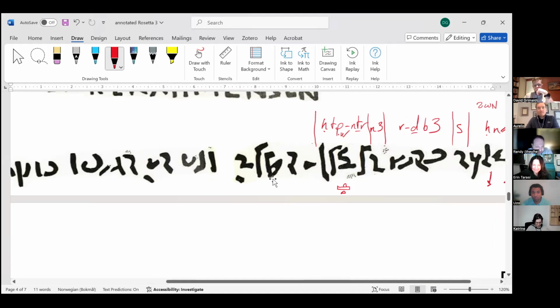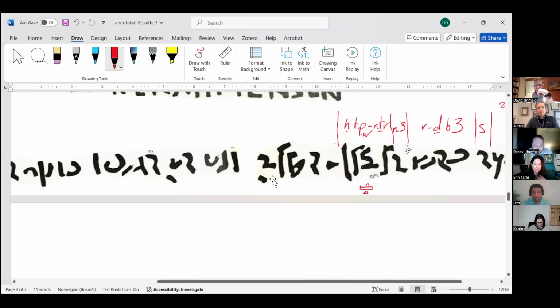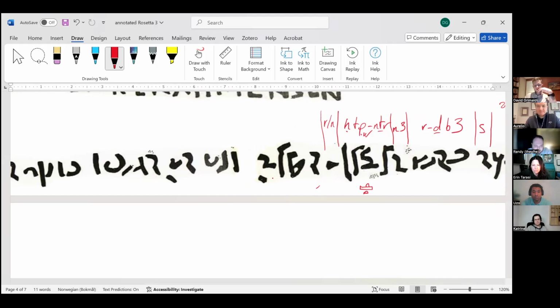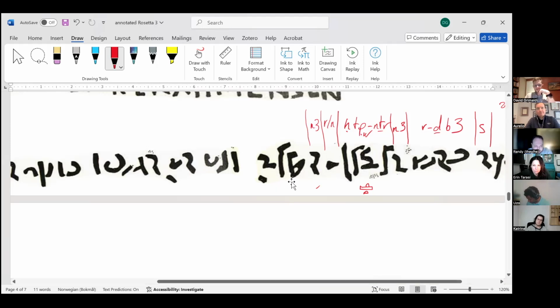Next one is maybe R. Yeah, it could be R. Or maybe R usually has some kind of angle to it, but either R or N. Let's see. Next one is maybe another plural definite article, Na. And this one I feel like is Necheru maybe. That's exactly what it is. Necheru.